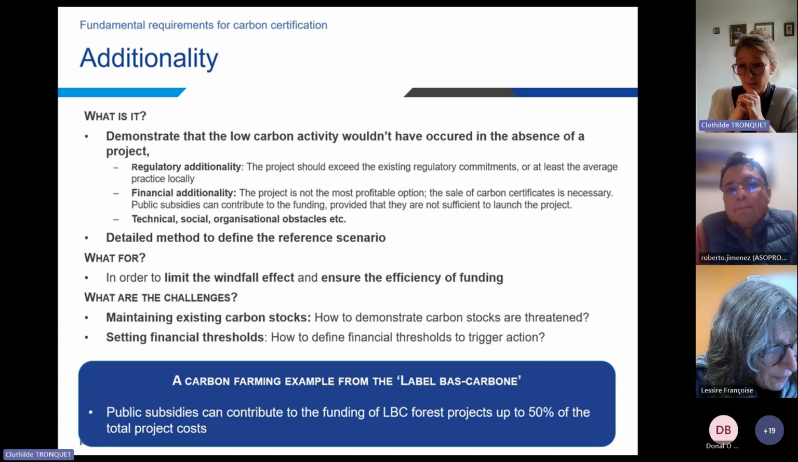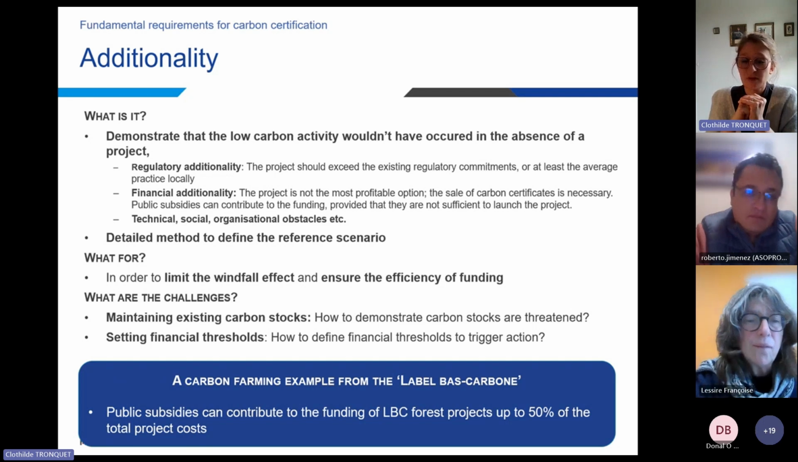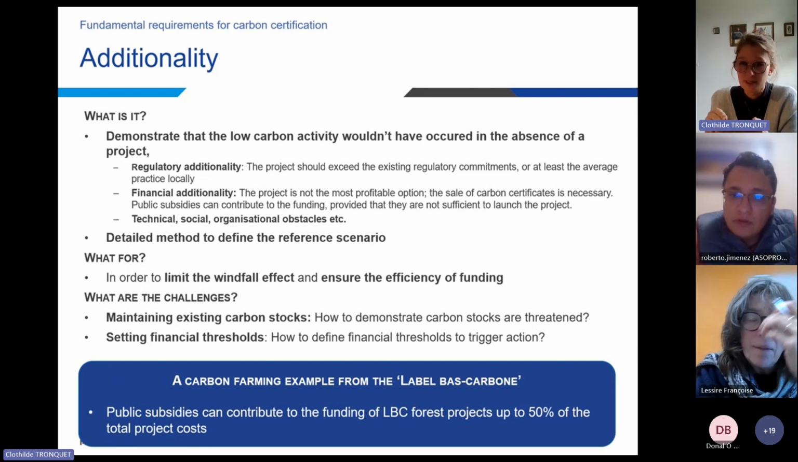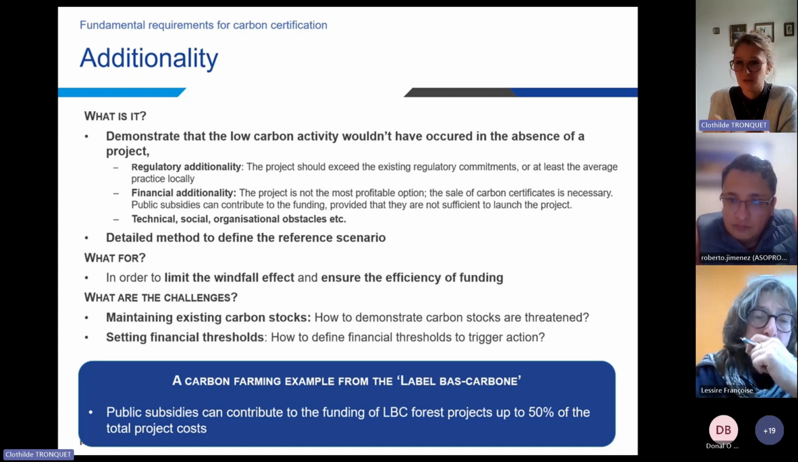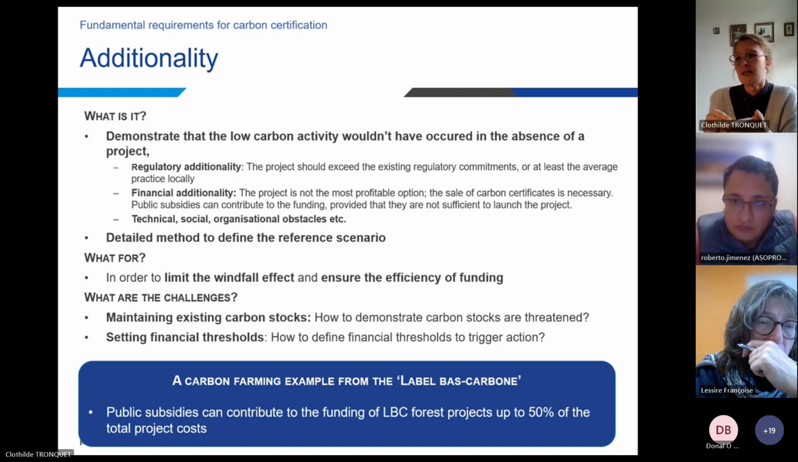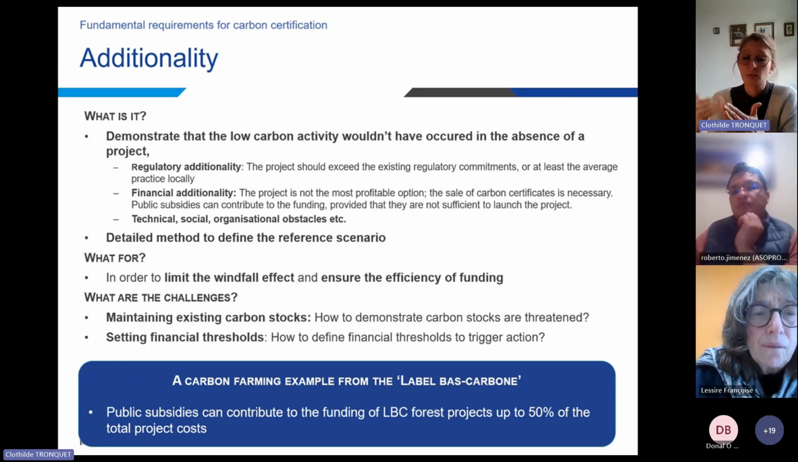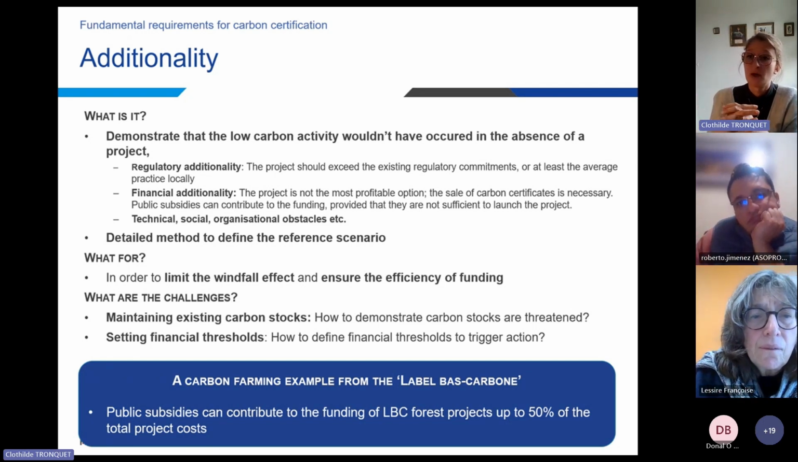The idea, even though it's really not the easiest thing to demonstrate, is to limit the windfall effect, to actually show that your funding is efficient for the effect you're looking for. But it does raise a lot of questions, like this 50% threshold that has been put in France, and what kind of threshold should we put?